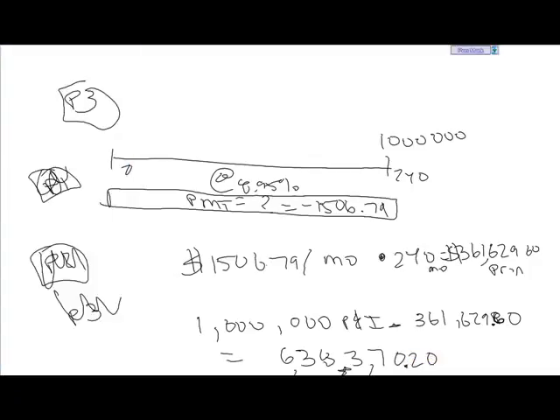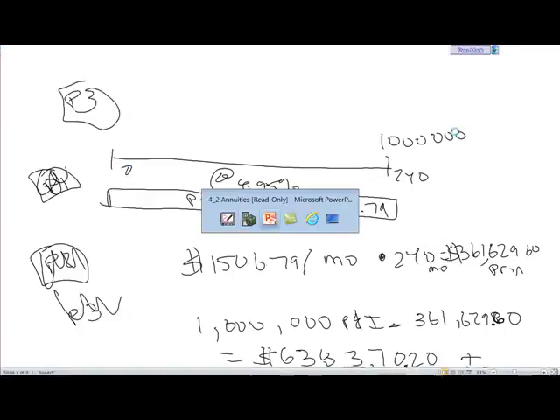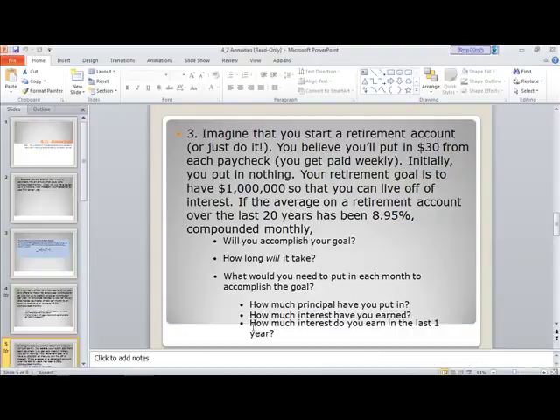For 0.20 cents. So that is a big chunk of interest, and that's a pretty good deal, pretty good earning over the course of time. It's $638,370.20. The last question we want to ask is, how much interest do you earn in the last 1 year?